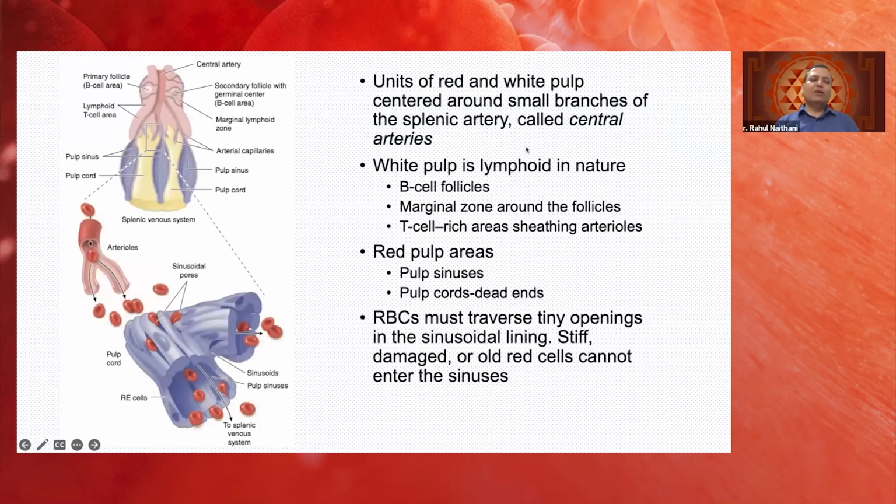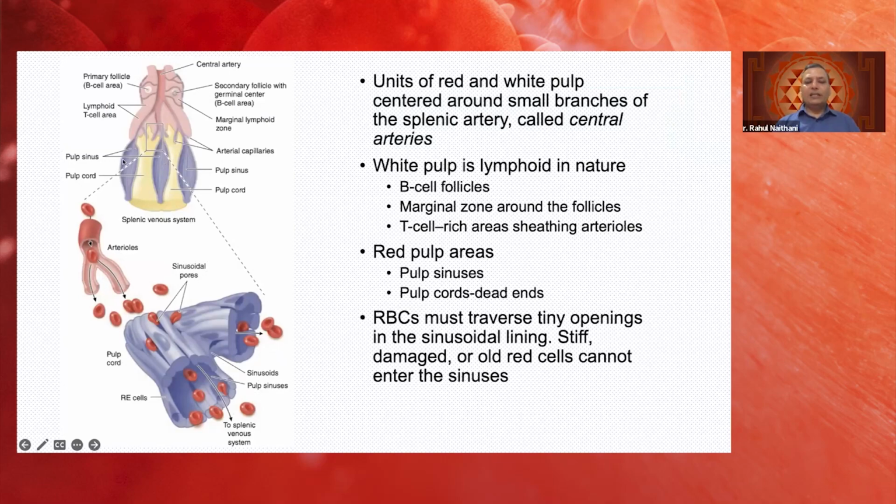Now, this is a schema of the spleen. This is colored red, but this is actually the white pulp and this is the red pulp. Spleen is broadly divided into two components, the white pulp and the red pulp. This is the central artery, and along the artery, there's a primary follicular area. Then there is a secondary follicular area. Surrounding these areas, there is a marginal zone around the follicles, and then there is a T cell rich zone which sheathes the arterioles.